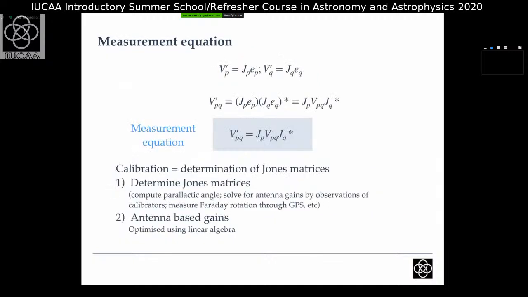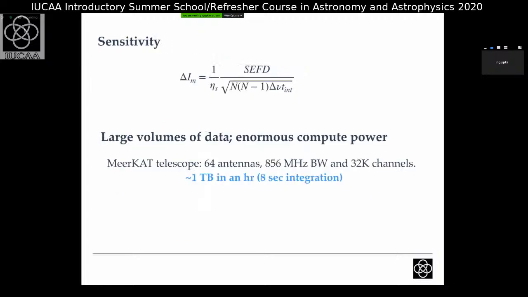And once I know these matrices, then I can use simple linear algebra to solve for antenna-based gains, which can be applied to my corrupted visibilities to recover the true visibilities. That's the total process, right? So you do measurement, you do calibration, and then after that you go and do the imaging. That's the process.